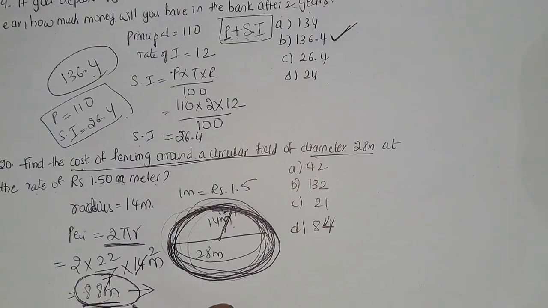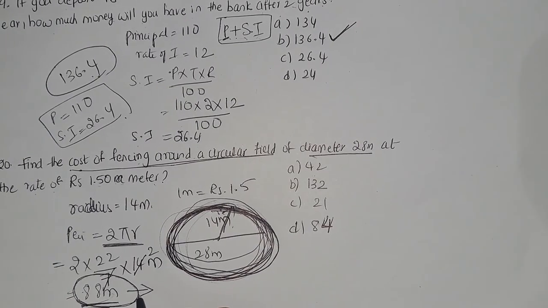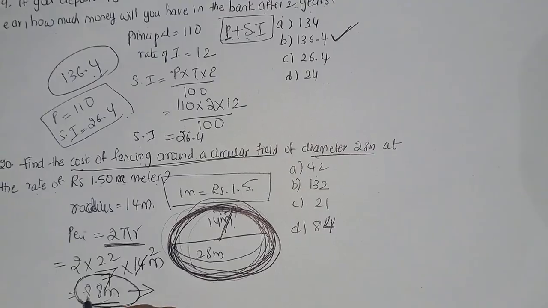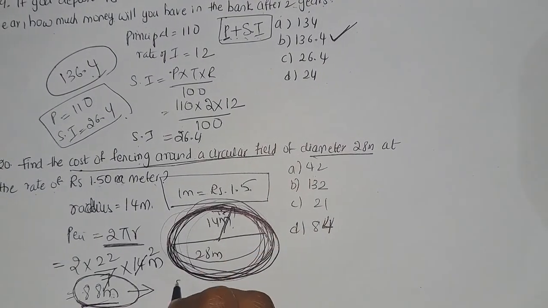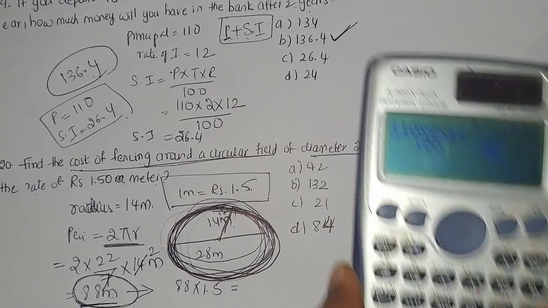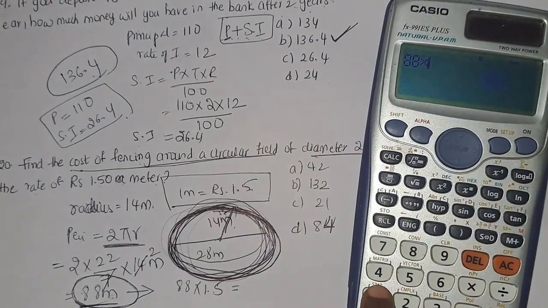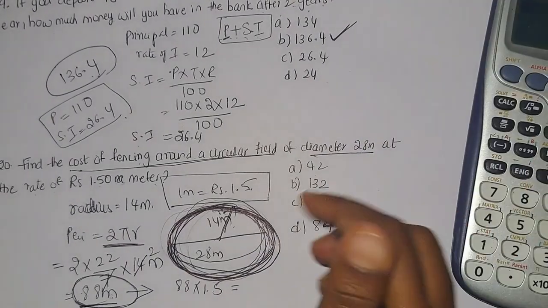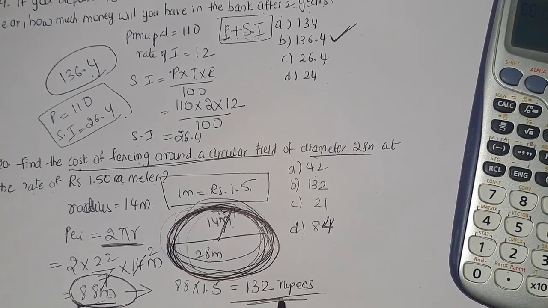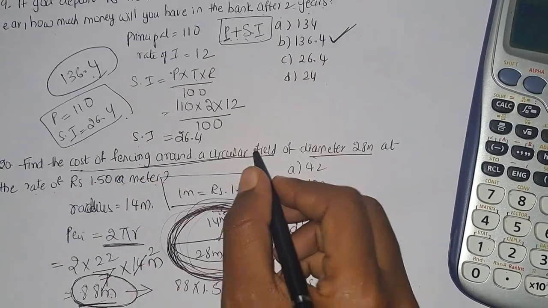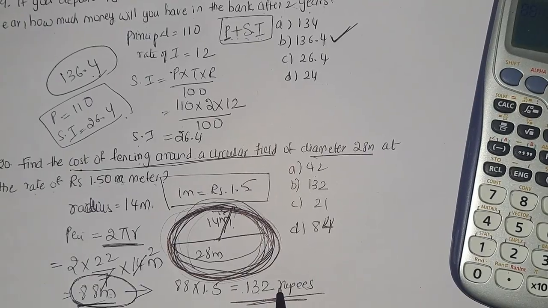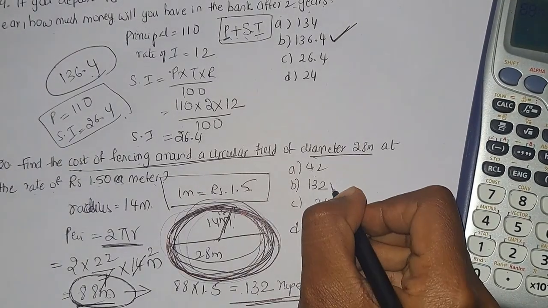So for 88 meters, how much will the cost be? Let us find. For 1 meter, it is 1.5 rupees. Then for 88 meters, how much will it be? 88 into 1.5. That is 132 rupees. Okay, so this is the cost for fencing around the circular field of diameter 28. So we require 132 rupees for fencing. So your answer is B here.